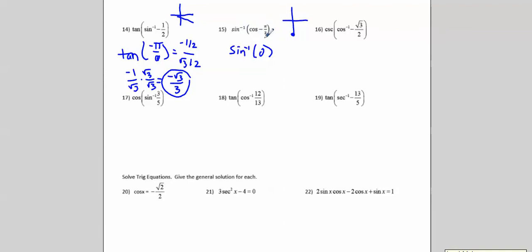Actually, I think I misread this. It doesn't say negative pi over 2, it says negative pi over 3. So let's erase that and go back to the marker. Okay, so negative pi over 3 is here, and the cosine of that is 1/2. So now I need to know what angle has a sine of positive 1/2, and that angle's in the first quadrant. It's pi over 6.